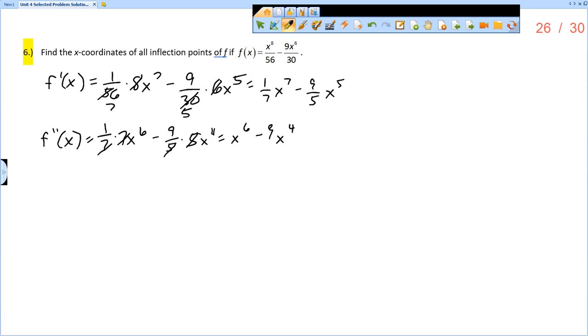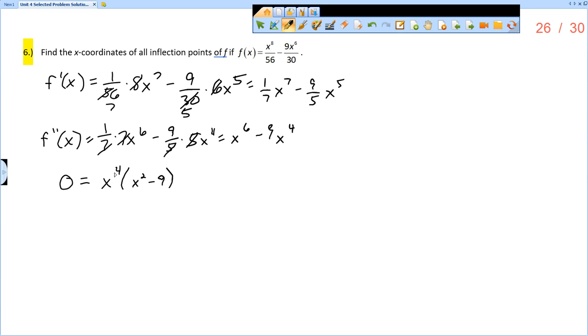Now I need to know when the concavity changes, so that means when f double prime changes sign. The only way for f double prime to change sign is to be equal to 0 or undefined, but you'll notice x to the 6th minus 9x to the 4th is never undefined. So now I'm going to factor out x to the 4th, and then I have x squared minus 9.